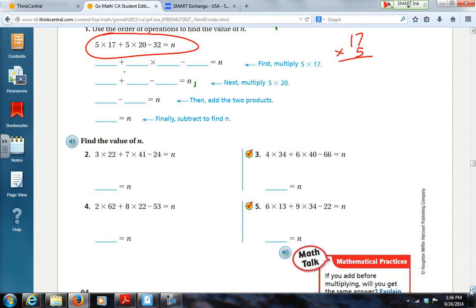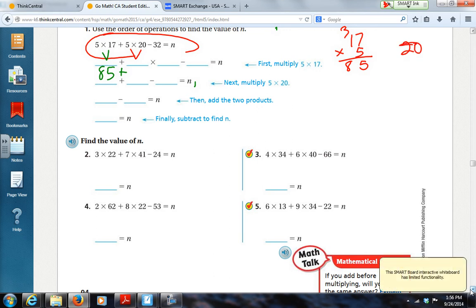7 times 5 is 35. Carry the 3. 5 times 1 is 5, plus 3 is 8. So this is 85. Okay, then what's next? Carolina? Multiply 5 times 20. Well, I don't even need to do that over here, right? What's 5 times 2? 10. Plus how many zeros? 1. So 100. And then I'm going to go minus 32.